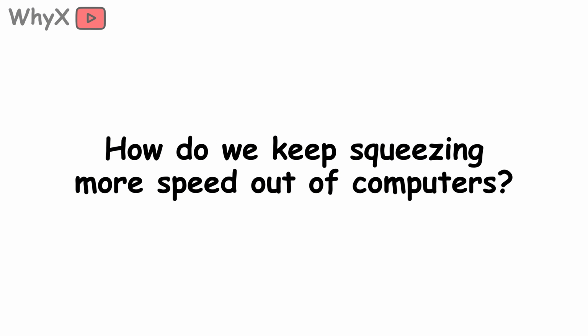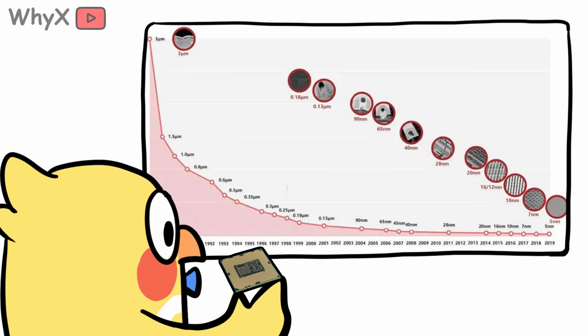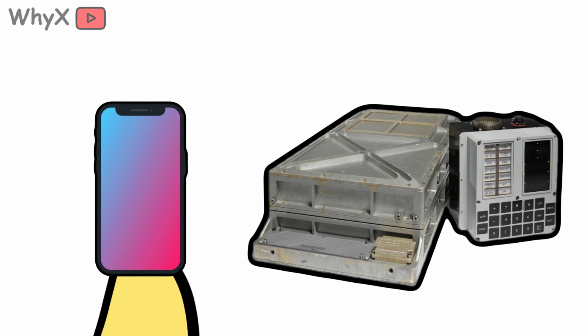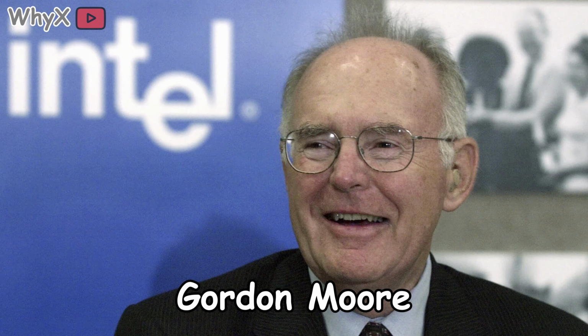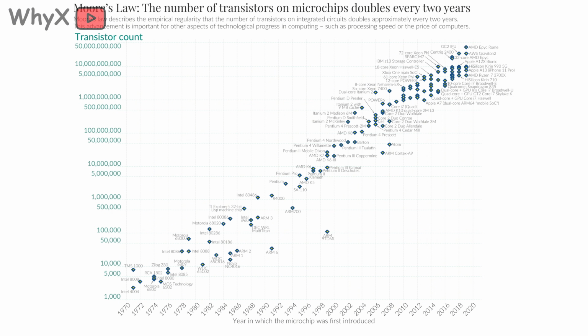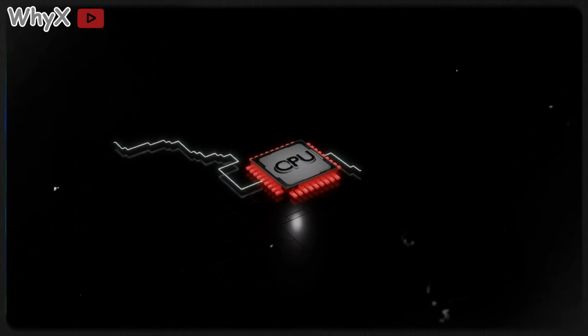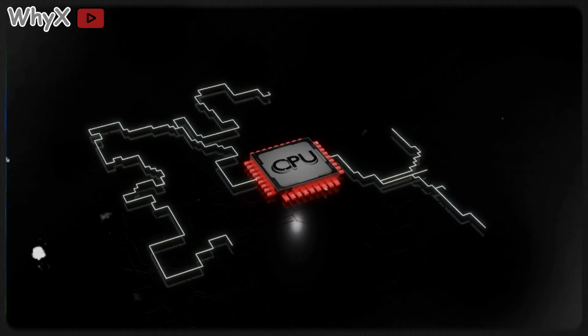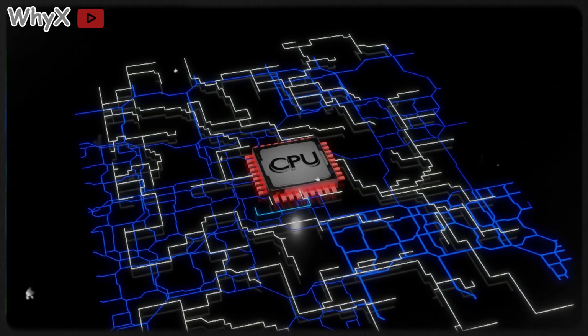How do we keep squeezing more speed out of computers? For decades, the magic trick was shrinking transistors. Smaller transistors mean more of them fit on a chip, and electricity flows through them faster. That's why your smartphone today is thousands of times more powerful than the Apollo computers that sent astronauts to the moon. Gordon Moore, one of Intel's founders, predicted this trend back in the 1960s. His famous Moore's Law said the number of transistors on a chip would double every 2 years. For a long time, that held true. But here's the catch. We're now reaching the atomic scale. Transistors are so small, just a few nanometers wide, that we're basically playing Jenga with atoms.